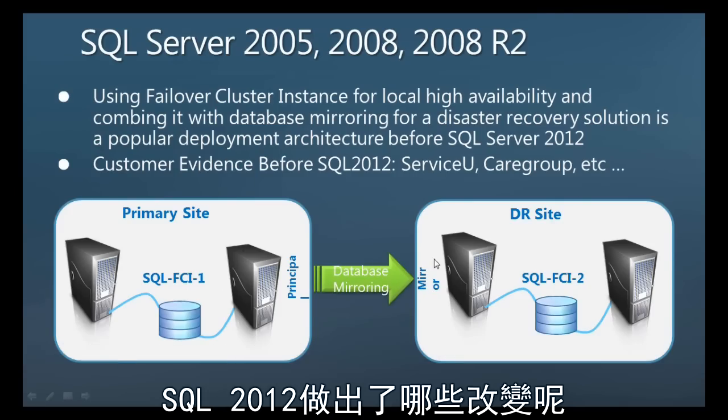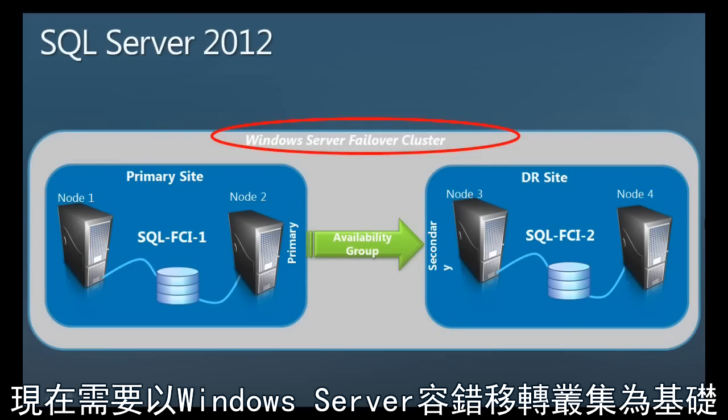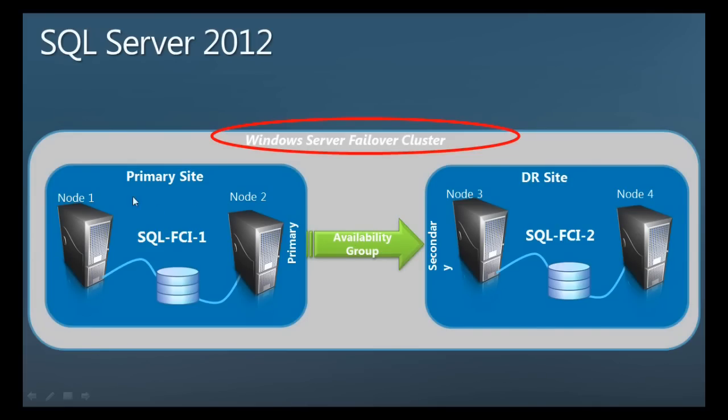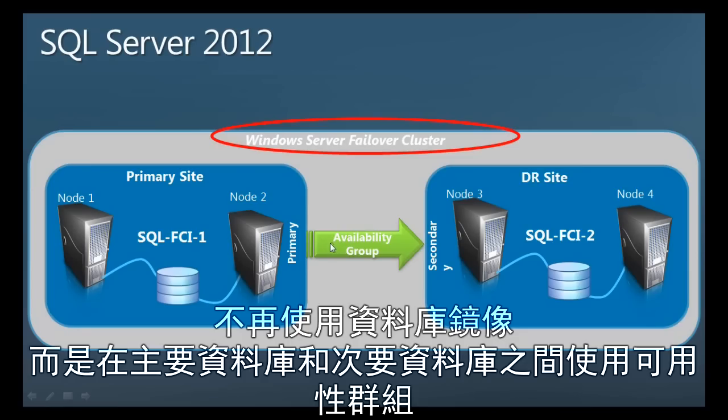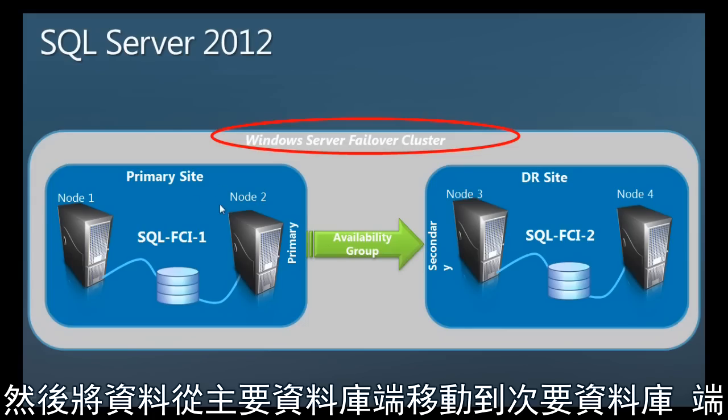How's that going to change in SQL 2012? In SQL 2012, it's the same thing: you now need to have the Windows Server failover cluster as the fundamental for them. Instead of database mirroring, you use an availability group between the primary and the secondary. So you create a database, create the availability group including these databases, and have the data movement from the primary side to the secondary side.